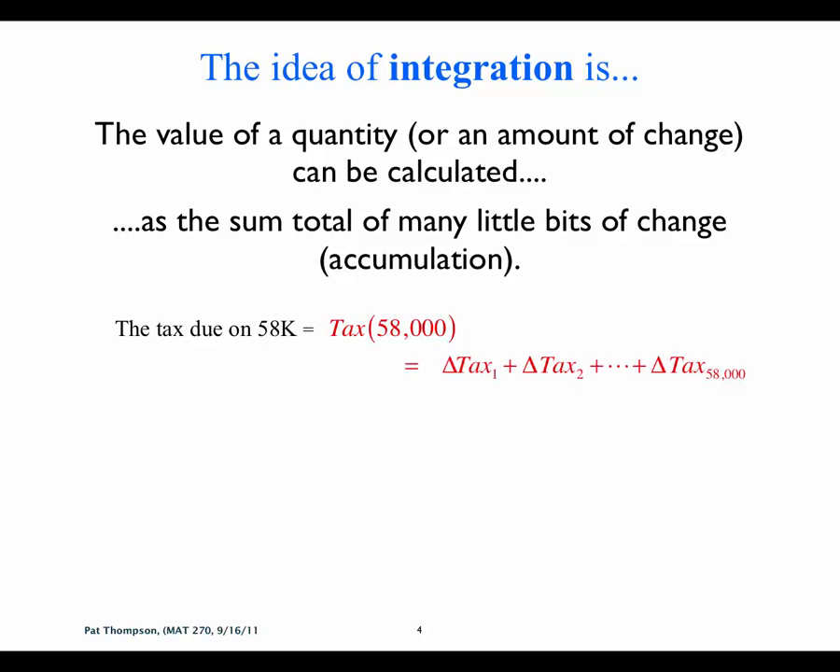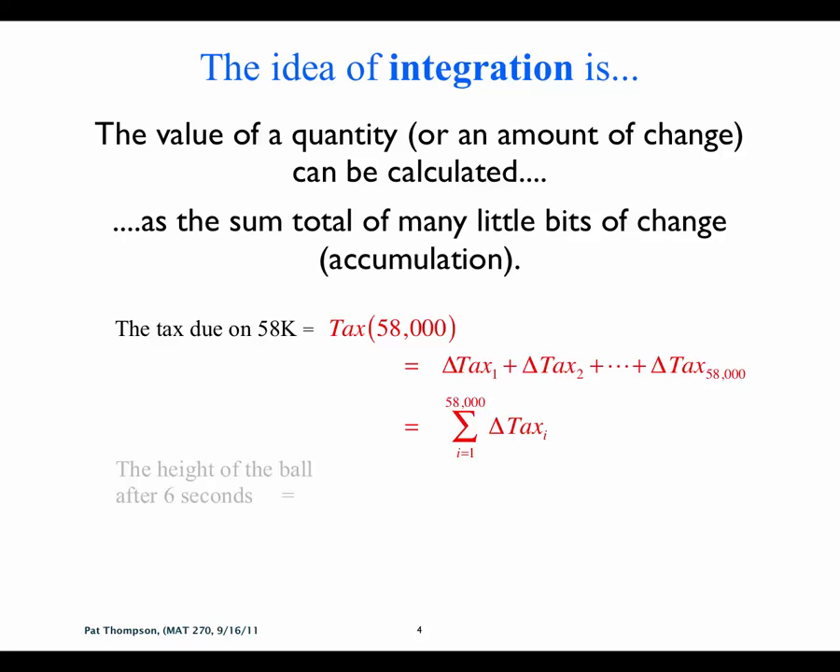You can also think of that as the sum of the tax you pay on every single dollar. In this case, since I'm saying 58,000 bits, that would be the tax you pay on every dollar. And we can write that in summation notation.